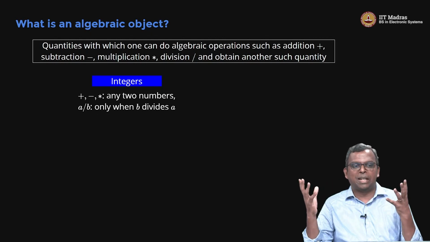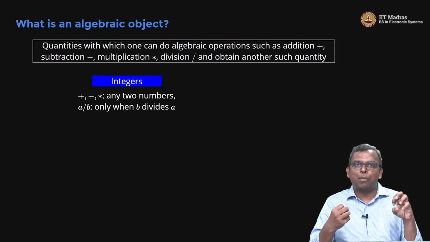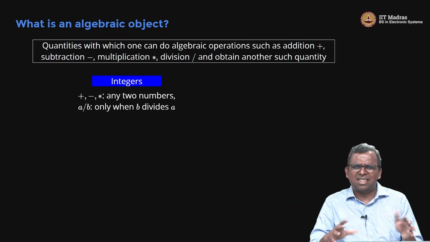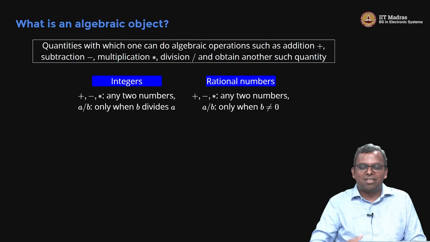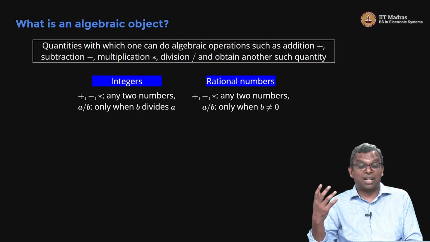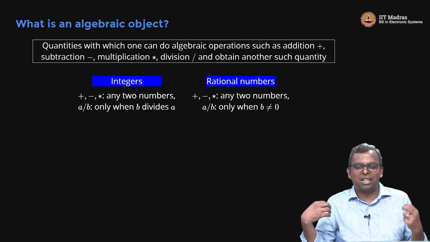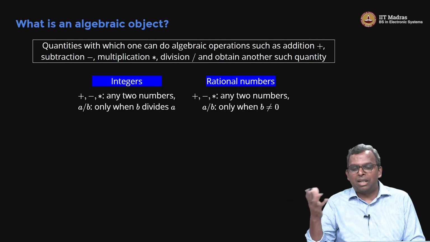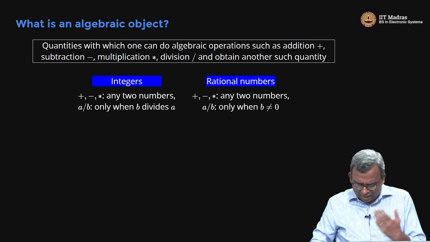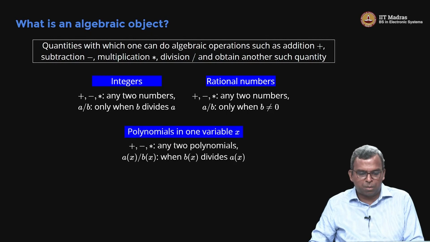It's not possible all the time, right? So only when b divides a properly, you get an integer. Okay, so this is just a little bit of philosophy on how to think about it. You can do the same with rational numbers. With rational numbers, it's very nice. You can happily divide one rational number by the other, except when b is 0. So if b is not 0, you can do that. If b is 0, you can't do division. Okay, so this is just, you see how algebraic objects behave.